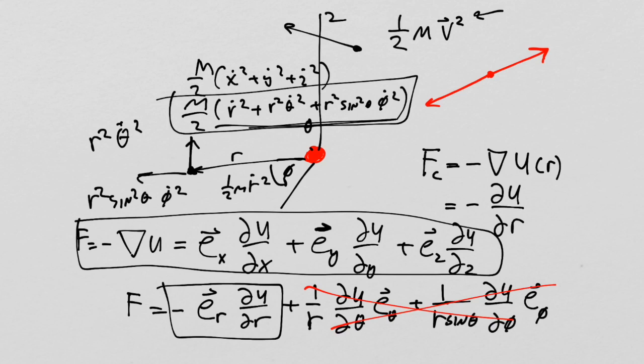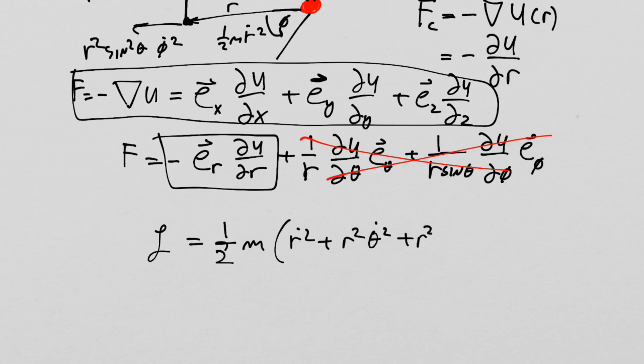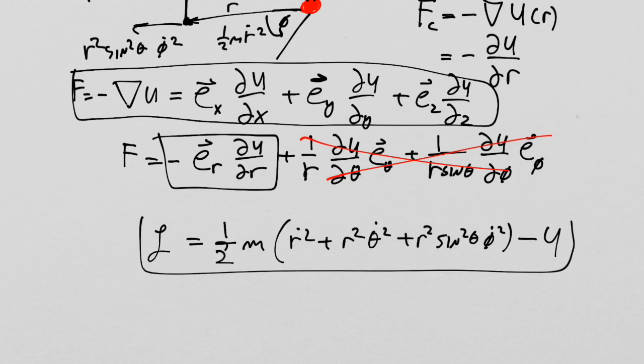So if the kinetic energy is this, the potential energy is going to be the gravitational potential energy if it's gravity. But we're just going to talk about an arbitrary central force problem. So I'm going to write the Lagrangian of our central force problem as 1/2 m times r dot squared plus r squared theta dot squared plus r squared sine squared theta phi dot squared, minus U. When I write the Lagrangian in this form, I'm going through a whole bunch of assumptions, and let me make sure we list them all out for you.